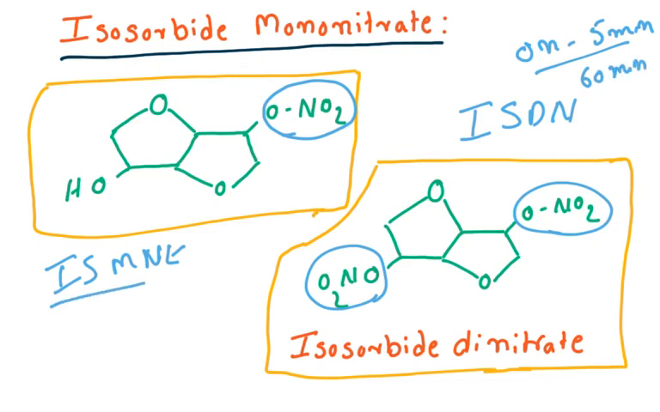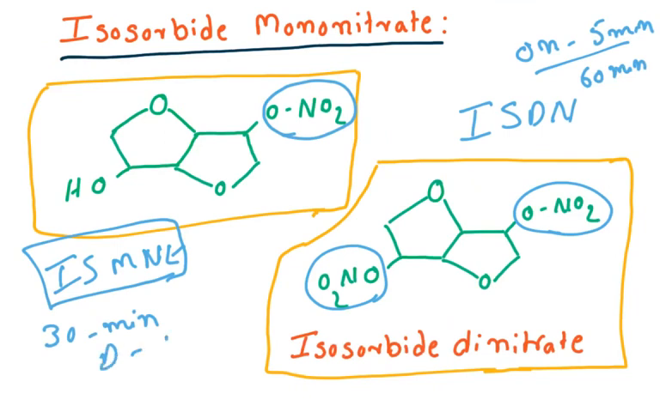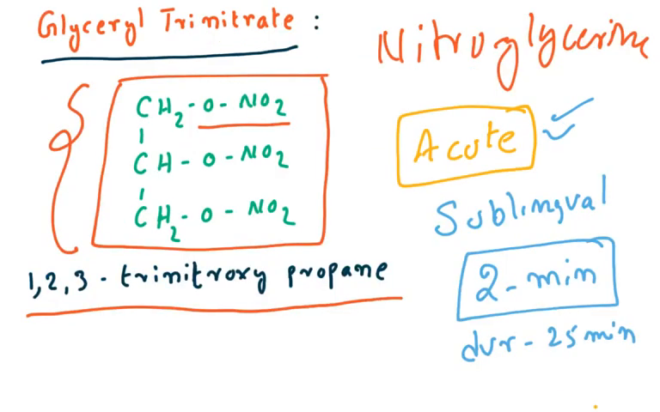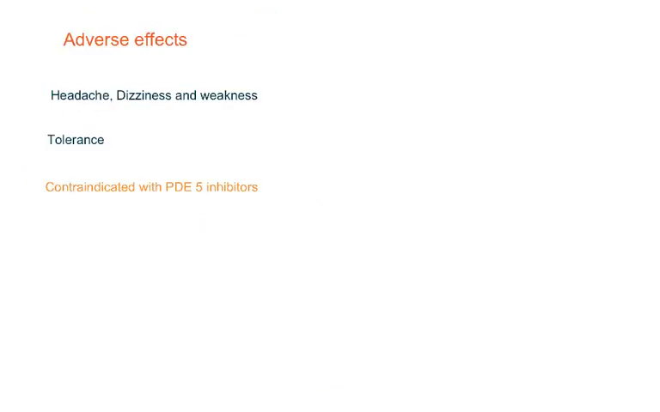In case of isosorbide mononitrate, usually it is used as an oral drug, not sublingual. The reason is the onset is 30 minutes. It takes a longer time to show its action, but the duration is around 12 to 20 hours. So, for acute cases, only glyceryl trinitrate or nitroglycerin and isosorbide dinitrate are used because their onset is shorter. In case of glyceryl trinitrate, it is only 2 minutes. In case of isosorbide dinitrate, it is 5 minutes. These 3 are the important clinically used drugs.